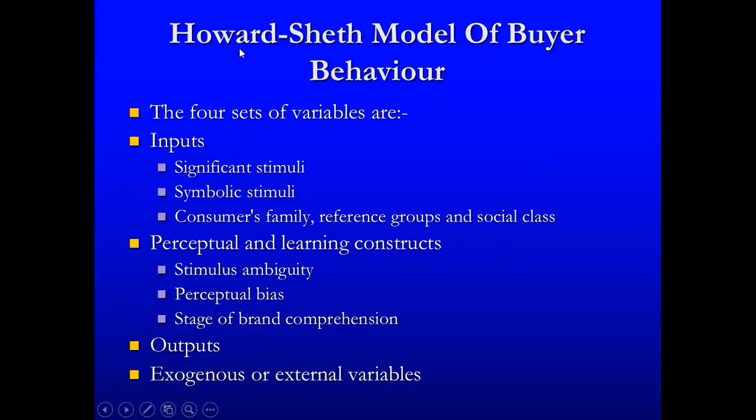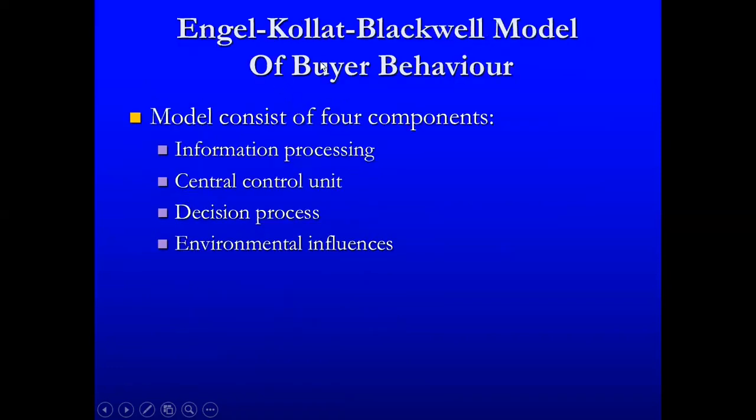So this is the first model, Howard-Sheth model of buyer behavior. The four sets of variables are input, perceptual and learning constructs, output, and exogenous or external stimuli. Inputs include significant stimuli, symbolic stimuli, consumer's family, reference group, and social class. Perceptual and learning construct include stimulus ambiguity, perceptual bias, stage of brand comprehension. Then Engel-Kollat-Blackwell model consists of four components: information processing, central control unit, decision process, environmental influences.